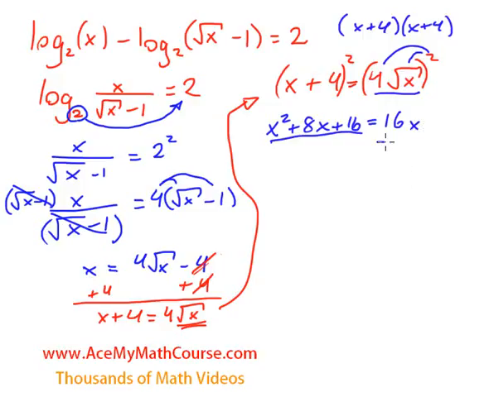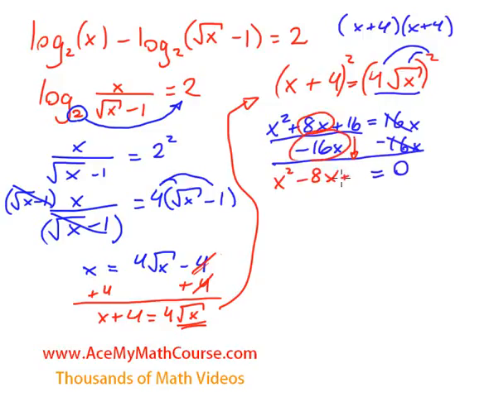Then we subtract 16 from both sides. Sorry, 16x. Those cancel out. We get 0 over there. Then we bring down the x squared. 8x minus 16x is just negative 8x. Then I can bring down the 16 also.